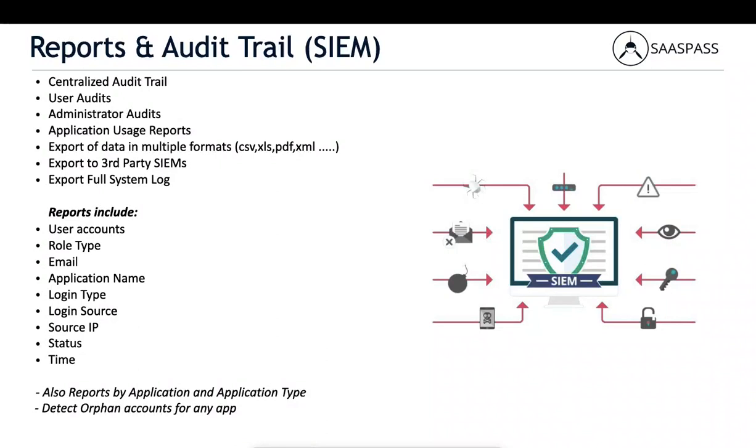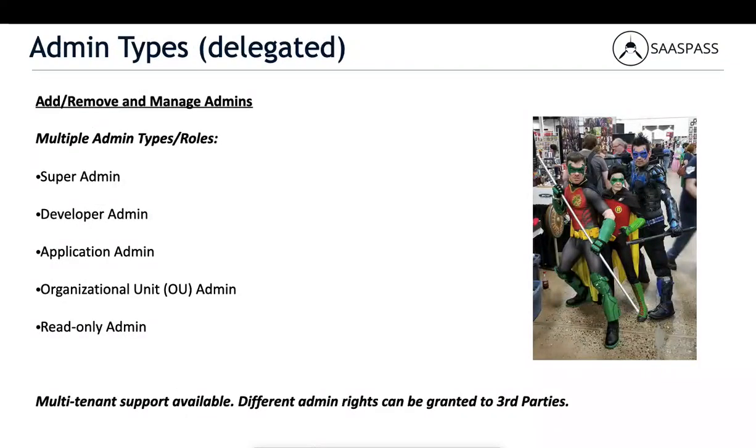All those functionalities, at the end of the day, need to give you logs, usage data, reports, and also an audit trail. So SAASPASS has all these things. It has a centralized audit trail, user audits, administrator and application usage, etc. But again, you can also export or integrate those with any SIEM tool you are using. SAASPASS supports different admin types like super admin, developer admin, application admin, etc.